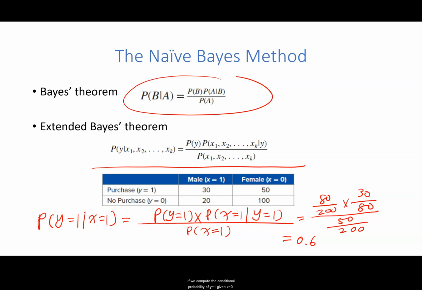If we compute the conditional probability of y equal to 1 given x equal to 0, which means the customer was female, we will get the conditional probability of 0.33 using this formula, which is again the same as the probability we got in the previous slide. This shows that the Bayes theorem works in computing the conditional probability.